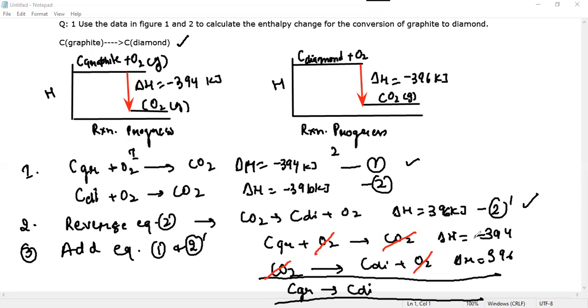So we got that, and let's do the same thing to the delta H. Since we added these two equations, we have to add these two values as well. So minus 394 plus 396 should give me 2 kilojoules of delta H. This is the required answer. So this is your answer to this question. Let's go ahead and solve one more problem on this topic.